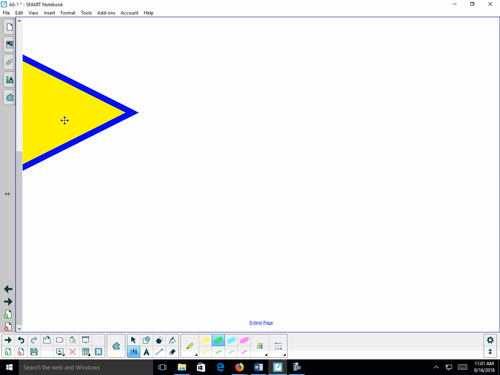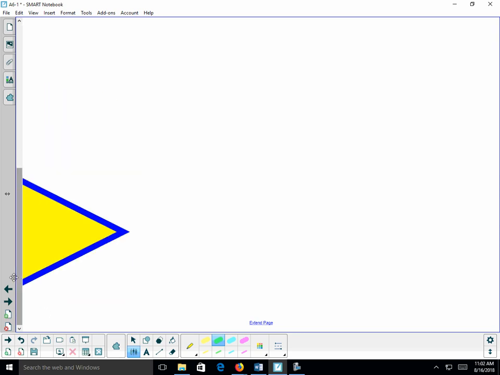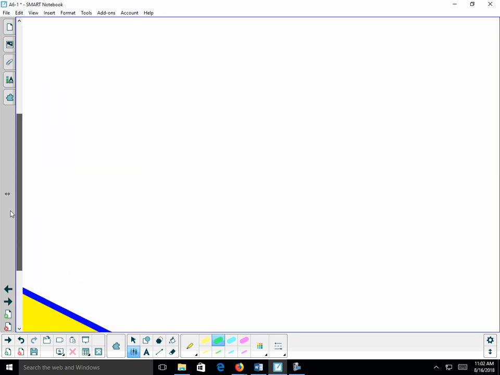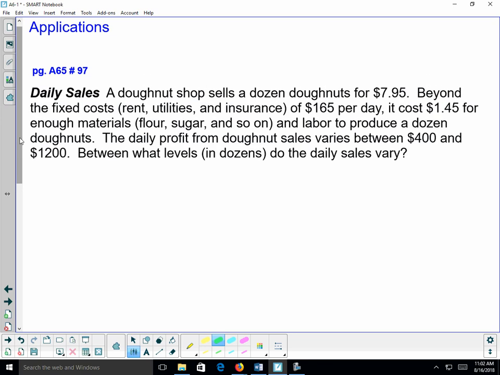You're the owner of a donut shop, and you're charging $7.95 for each dozen donuts. Your costs are $165 a day, something like rent. And then it costs $1.45 for the sugar, flour, and so on to make each dozen donuts. They want to know how many dozens of donuts you should aim to sell if you want to make a profit between $400 and $1,200.